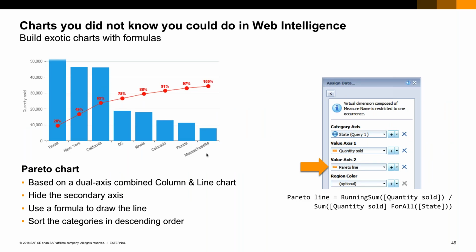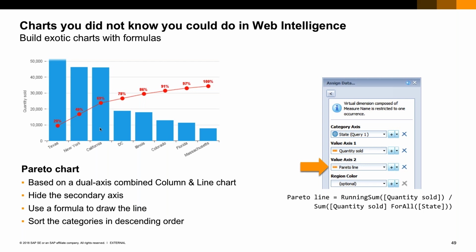Then here you have a Pareto chart. Pareto charts are sometimes used. You can find them on the internet on some different websites, and it's not available as standard in the CVOM chart library. But you can easily build one with the Webi formula language and the different settings available in our chart library.